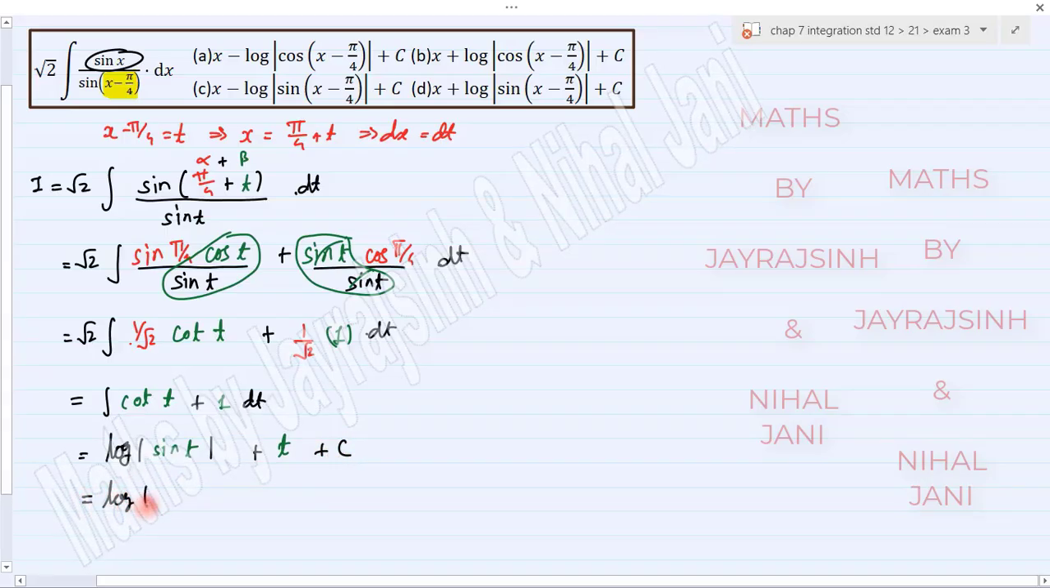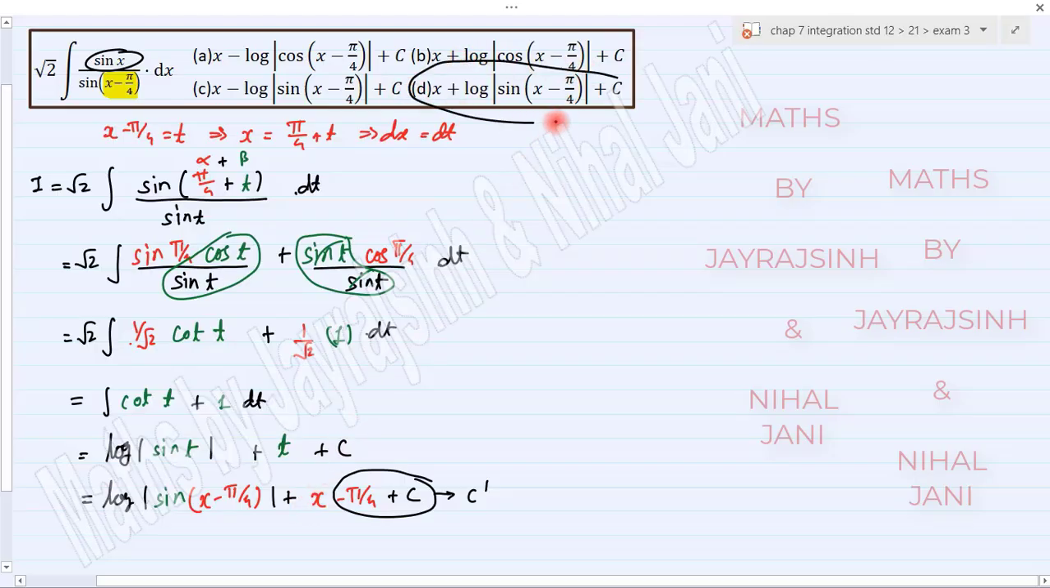Now to get the final answer, just substitute the value of t. So we will get log mod sin t, or we can say sin of x minus pi by 4, plus your t is x minus pi by 4 plus c. We can consider this c minus pi by 4 as a new constant c dash. So we will get log mod sin of x minus pi by 4 plus x as your final answer, which is given in option D. Ta-da!